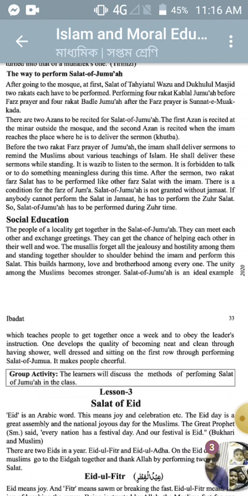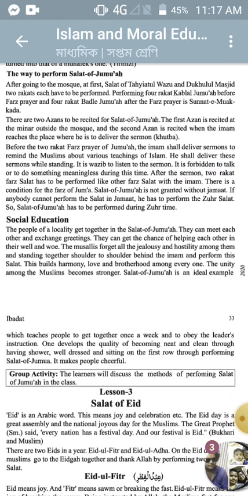Before the two rakat prayer of Juma, the Imam shall deliver sermons to remind the Muslims about various teachings of Islam. He shall deliver these sermons while standing. It is wajib to listen to the sermon. It is forbidden to talk or to do something meaningless during this time. After the sermon, the two rakat prayer has to be performed like other prayers with the Imam.